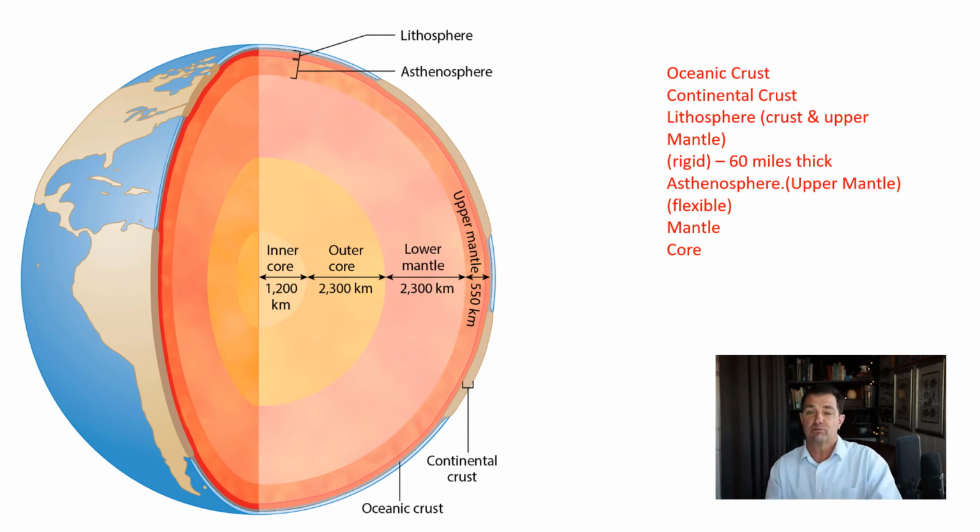If you were to go deeper than that, so now you're many, many miles deep, about 70 miles deep into the earth, you would hit deeper into that upper mantle, which we call the asthenosphere. The asthenosphere is the upper mantle that is more flexible. It's like plastic.